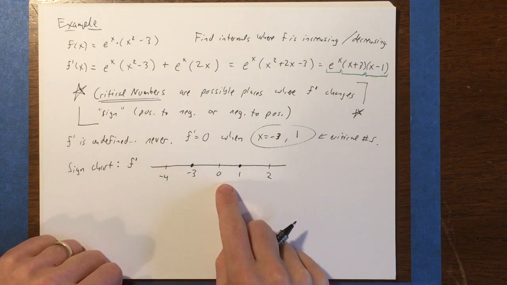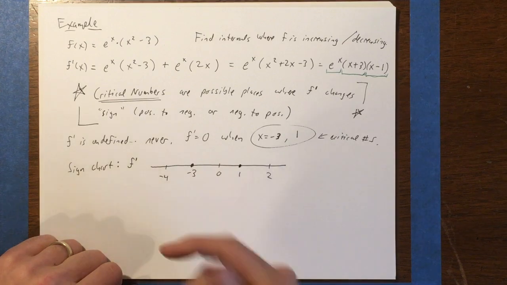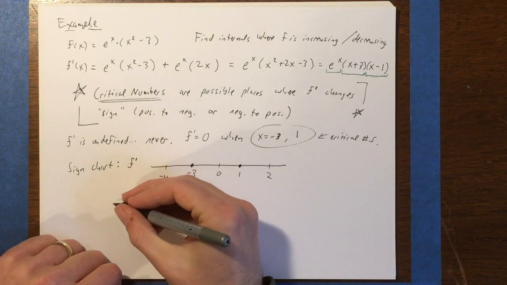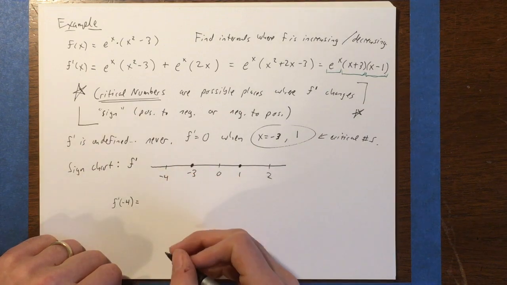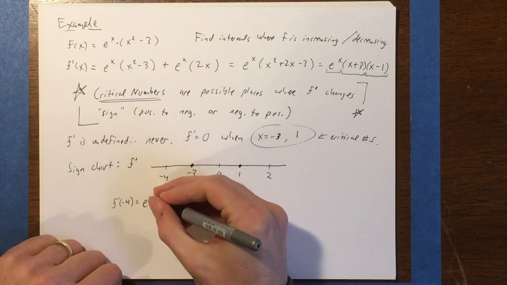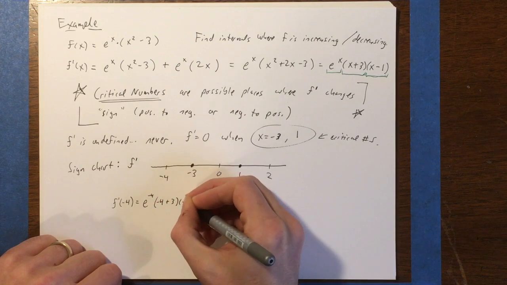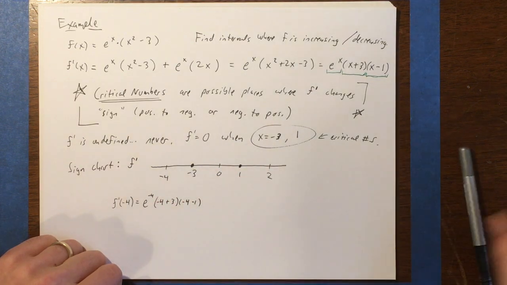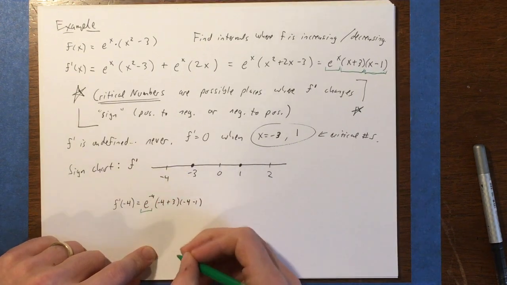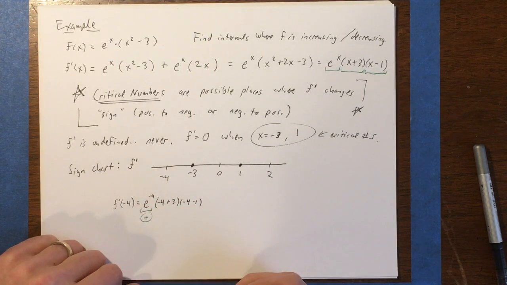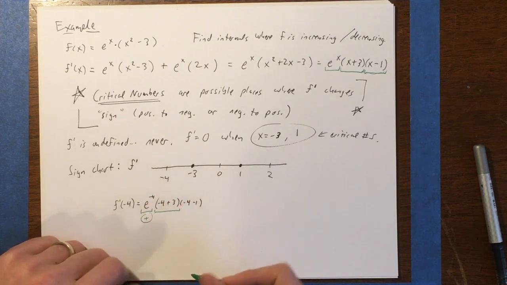So now we're going to test the value of f prime at each of those numbers. All we really need to do is stick the number into f prime and determine if it's going to be positive or negative. So this will be e to the power -4 times -4 plus 3 times -4 minus 1. And we're going to do a sign analysis. e to the power -4, that part is going to be positive. Actually, it's going to be positive no matter what. e to any power is positive. So that's never really going to matter.